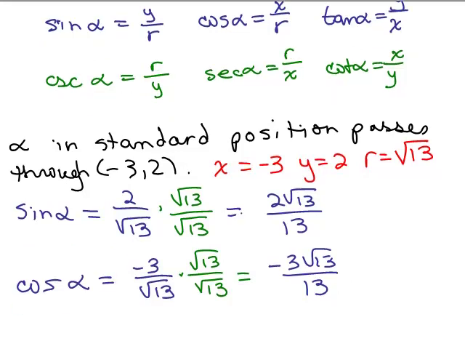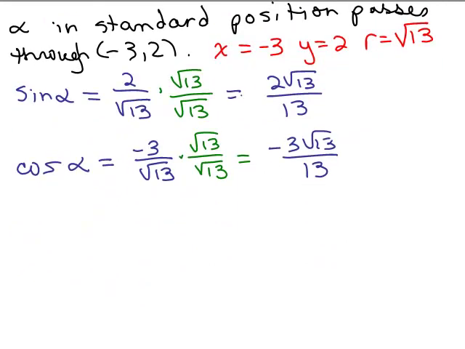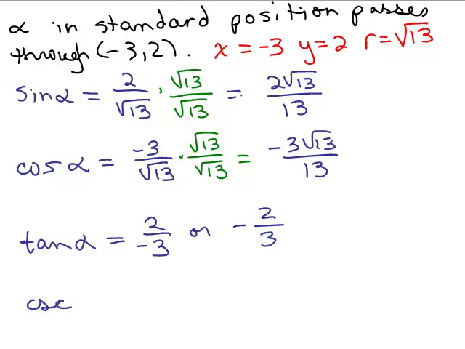Okay, hopefully you tried those on your own. So the tangent. The tangent is y over x, so it's 2 over negative 3, or you could write that as negative 2/3, right? Now, what about the cosecant of alpha? Two ways of thinking about that. It's just the reciprocal of the sine. So you could look up there and see, well, it's r over y, or you could just see what you have for the sine and do the reciprocal. So either way, you're going to get the square root of 13 over 2.